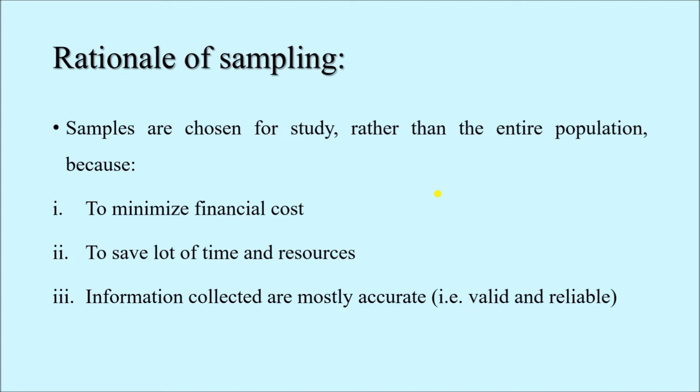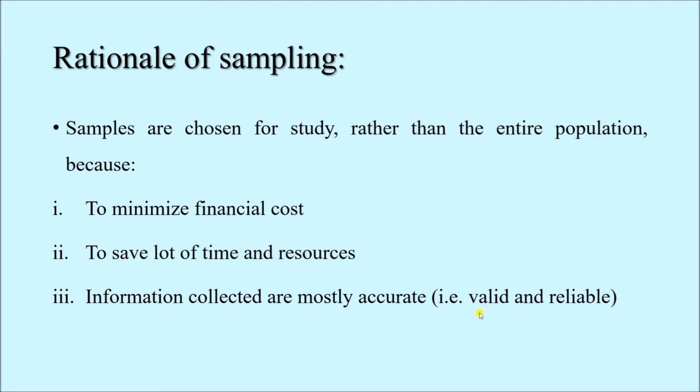Because you have to travel a lot, you may need a lot of instruments, and you may have to employ a lot of researchers for your study. So all these things will cost a lot. It will also save a lot of time and resources. As I mentioned, materials, money, time, etc., all can be saved if we select a sample rather than the entire population. And information collected is mostly accurate, that is valid and reliable.